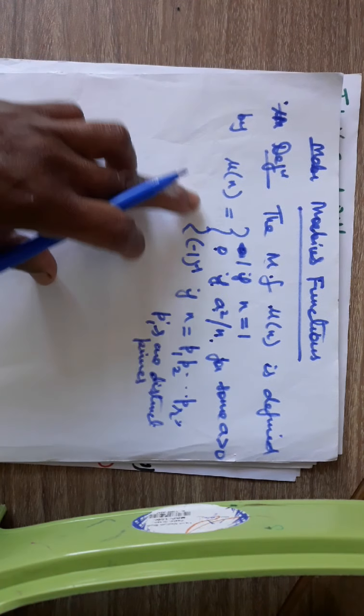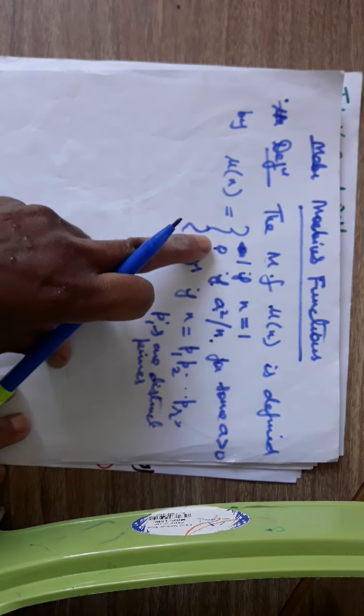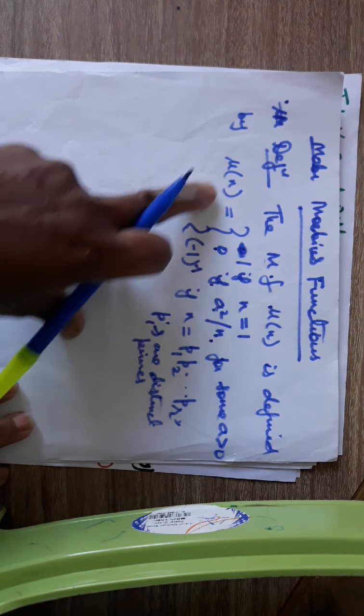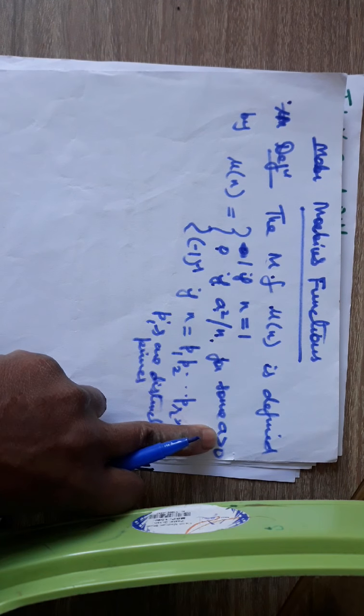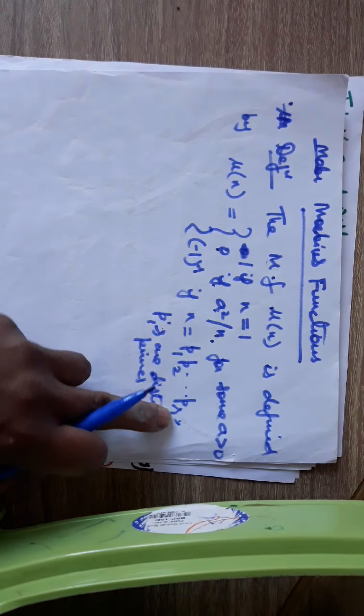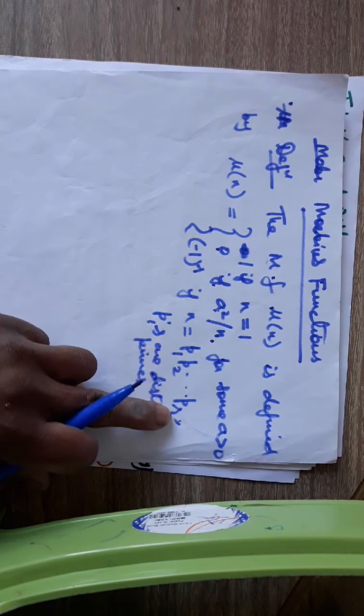So this is the definition of the Moebius function, which states that mu n is equal to 1 if n is equal to 1, and it will be equal to 0 if there exists a square which divides this n, and it will be equal to minus 1 to the power r if n is a product of r distinct primes, where the pi's are all distinct primes, i varies from 1 to r.